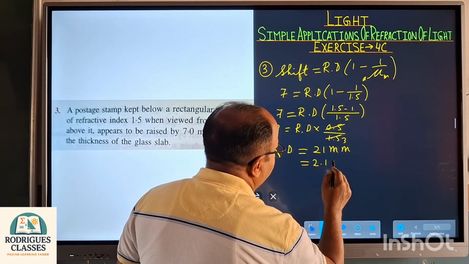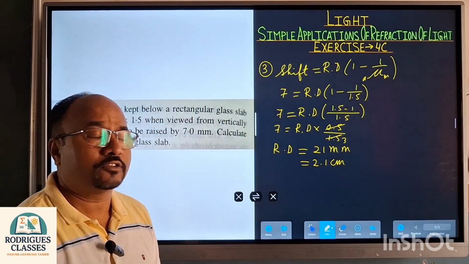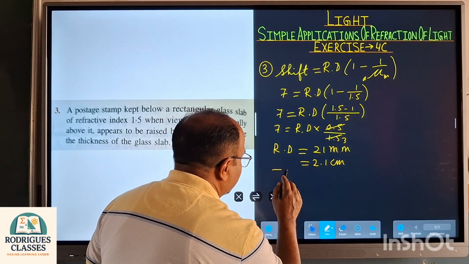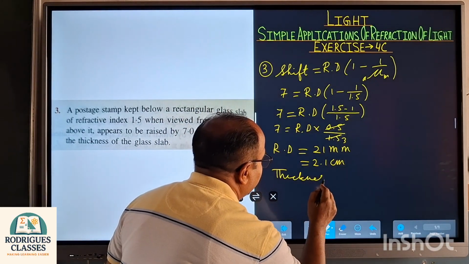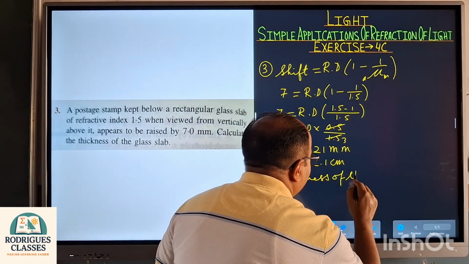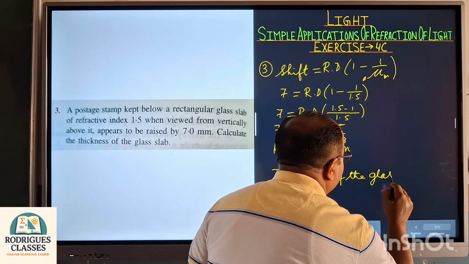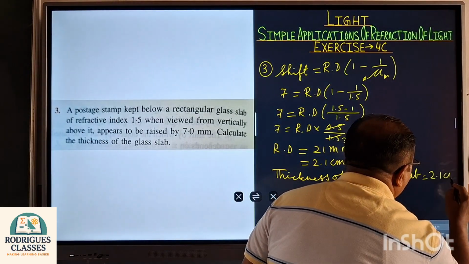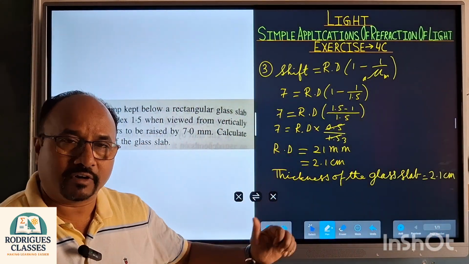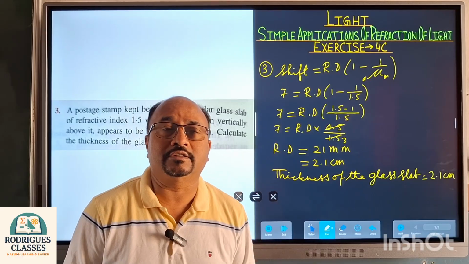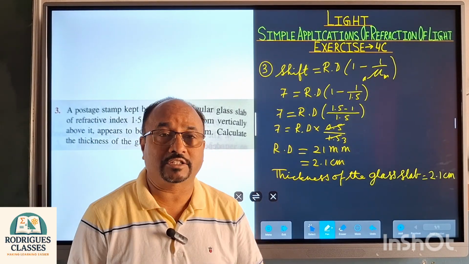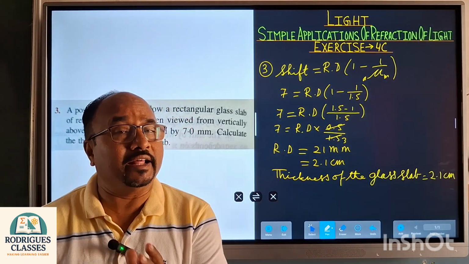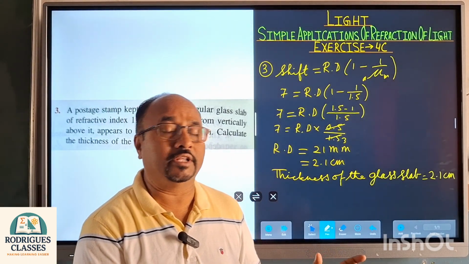If I convert it to centimeter, divided by 10, so I get it as 2.1 centimeter. This is the thickness of the glass slab, which is the real depth. So thickness of the glass slab is equal to 2.1 centimeter. So we have covered up this part of this numerical, the C part, based on real depth, apparent depth and shift. Next we move on to the lenses part. Lenses part numerical will be a totally separate video.